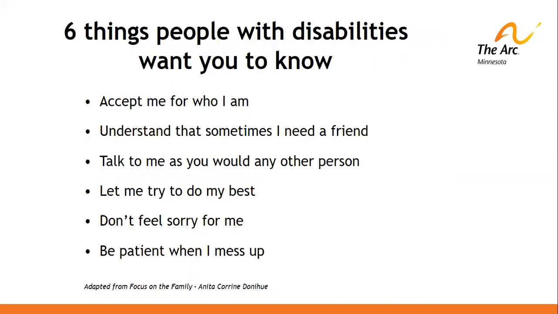Here are 6 things people with disabilities want you to know. Accept me for who I am. We all are here with gifts and talents. We all want to be valued for how we can contribute. Understand that sometimes I need a friend. People with disabilities are just like you and I, wanting friendships and relationships. Being a friend is an important social role.